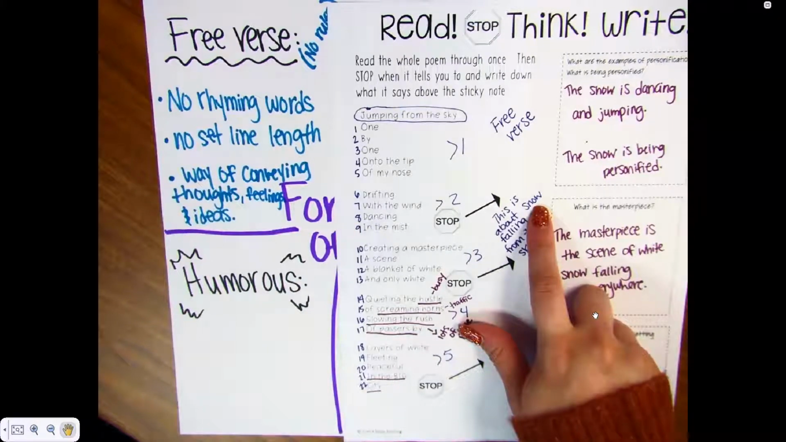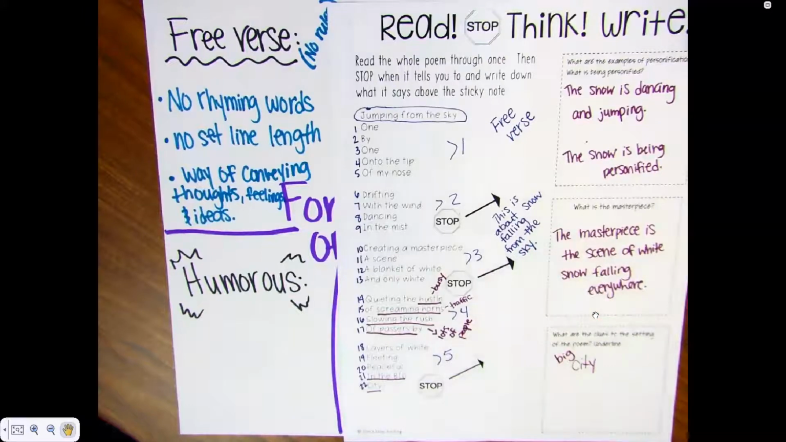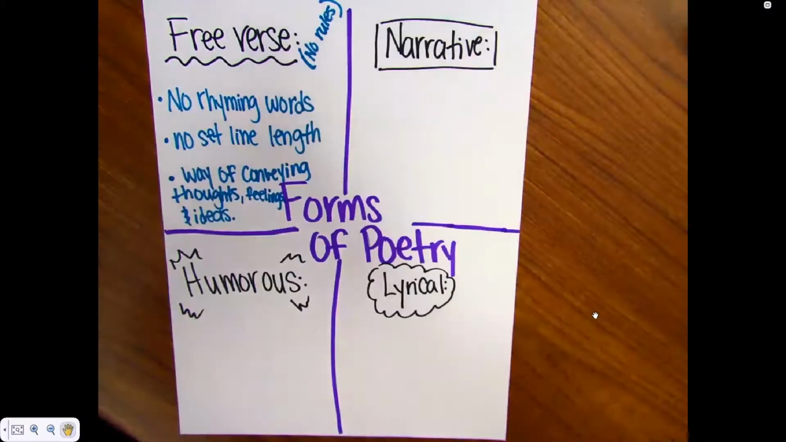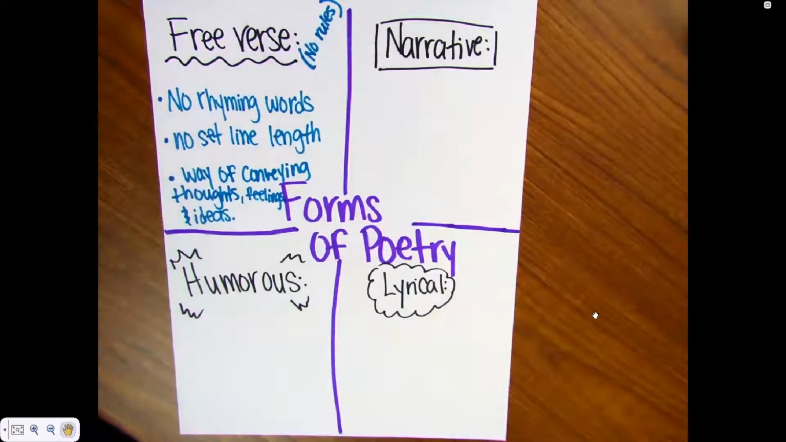Anybody? Zane, what does that word say? Snow. No, right? So this poem was conveying or sharing the idea of snow falling from the sky. Okay. All right. Thank you, Zane.